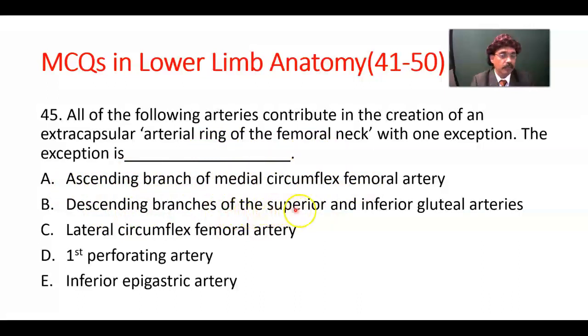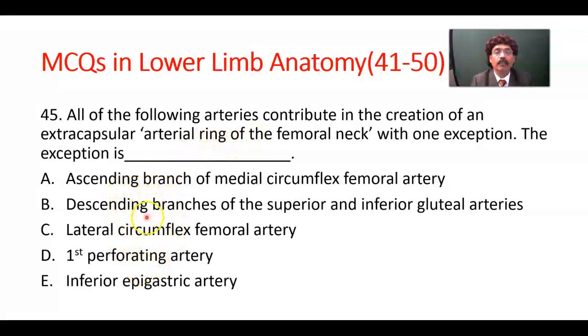B. Descending branch of the superior gluteal artery. C. Lateral circumflex femoral artery. D. First perforating artery. E. Inferior epigastric artery. Which does not contribute in the arterial ring of the femoral neck, from where we get the retinacular branches for the head of the femur? One of them is not contributing.